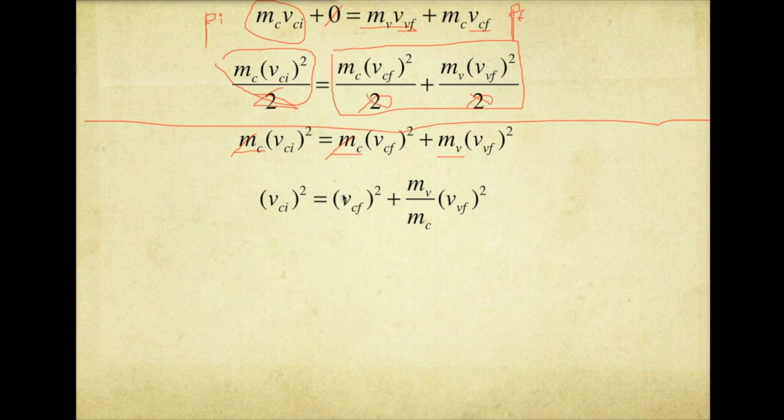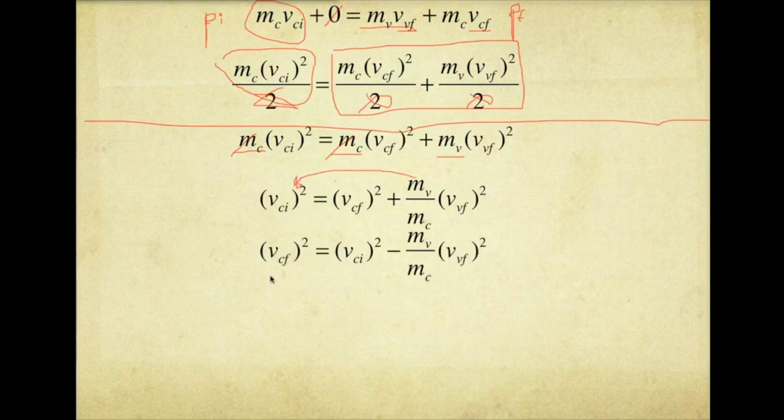Now what I'm going to do, I'm going to rearrange this and put this part on the left with a minus, and just rewrite this as velocity final for the car equals velocity initial for the car minus mv over mc, and that's v final for the van. I'm still stuck with two variables. I don't know what this is and I do not know what this is.